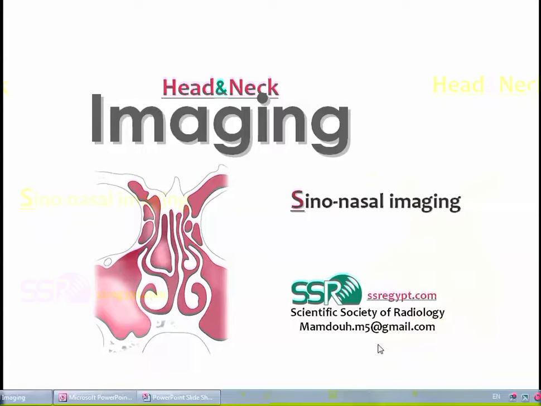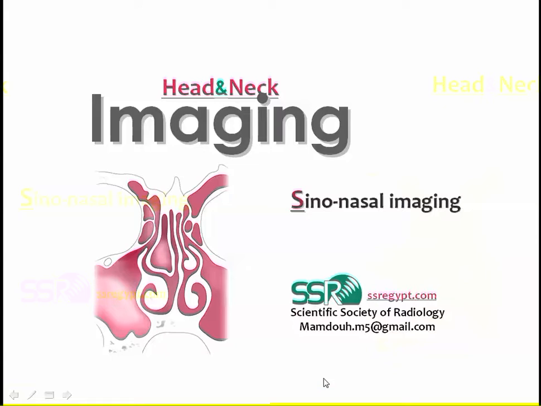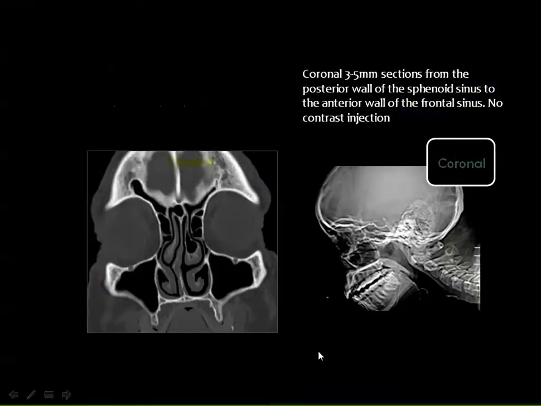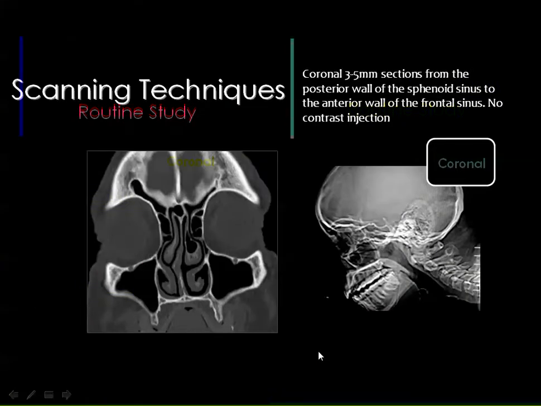Dear colleagues, this is the second lecture in the series of head and neck imaging. It will deal with sinonasal imaging. We will start with the anatomy and the scanning techniques, and you know that we have two main types of CT imaging of the paranasal sinuses.